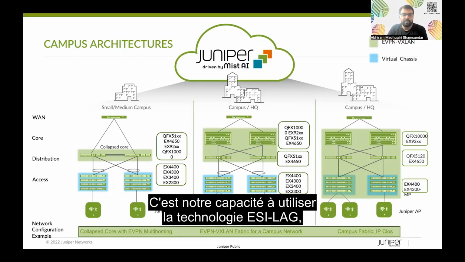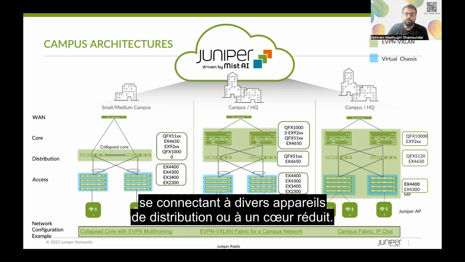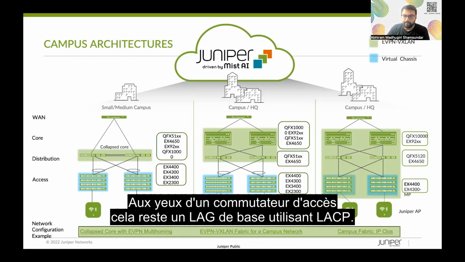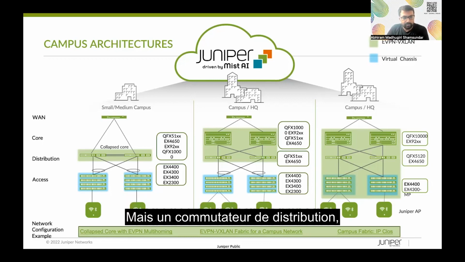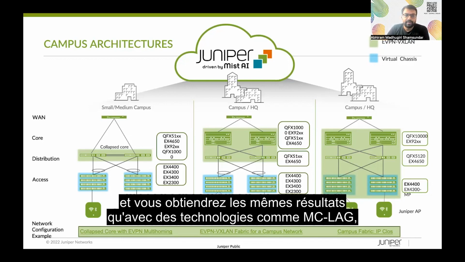This is our ability to use the technology of ESI LAG, or Ethernet Segment Identifier LAG, from an access device perspective, connecting to 2 different distribution devices, or a collapsed core, as you may call it. And from an access switch, you'll still be a basic LAG using LACP, but from a distribution switch perspective, although it's coming from a single device, you will treat them as the same LAG, or ESI LAG, as we call it, and then achieve similar results as you did with some of the technologies like MC-LAG.